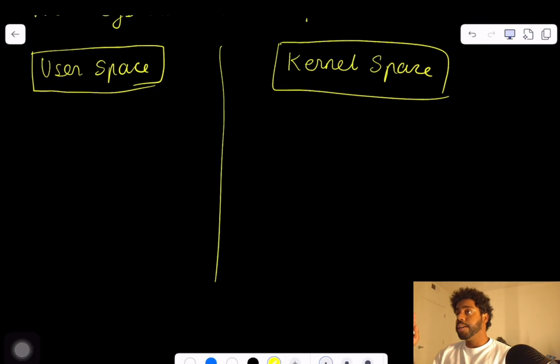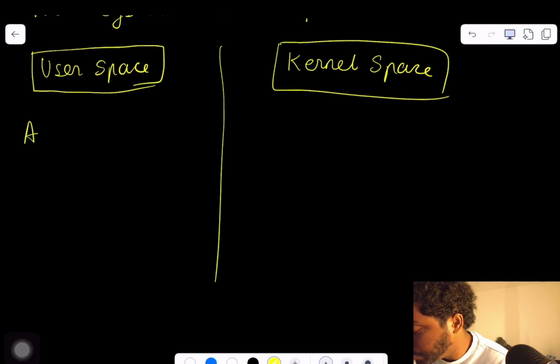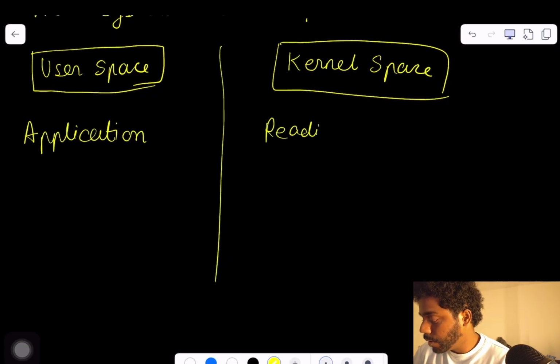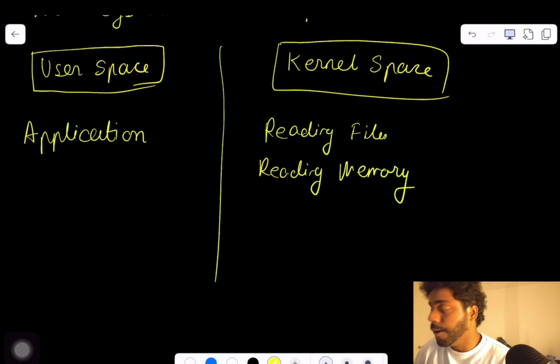Now, the first thing is this is usually where applications run. Your normal applications, whenever you execute any application, usually run in the user space. Whenever we're talking about the kernel space, we're talking about certain operations like reading files, reading memory, going deep into reading buffers, reading registers, etc. That is only related to the operating system working. So that is the kernel space.